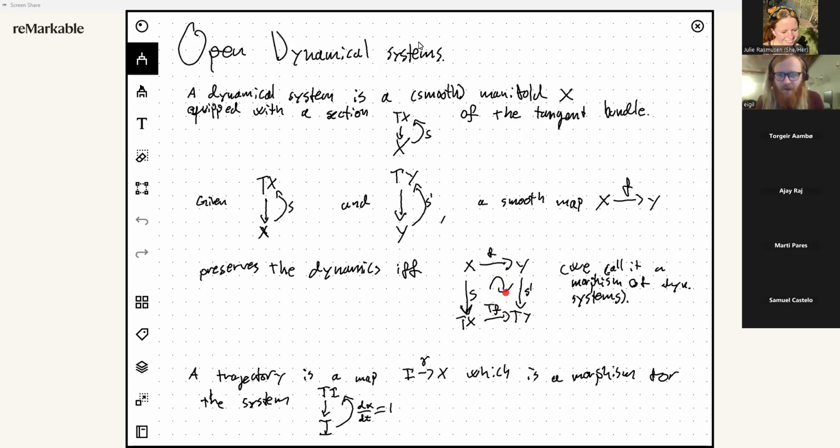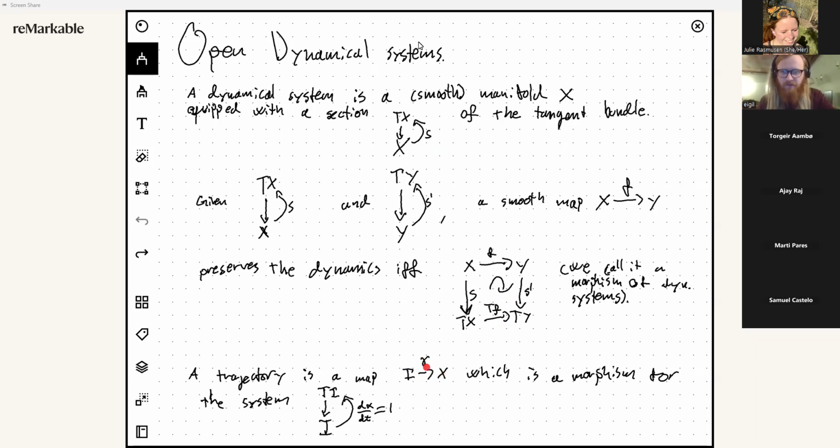For this square to commute means that f preserves the dynamics, like preserves trajectories of the system. Well, what do I mean by trajectory? I mean a path that satisfies the differential equation implied by this section. That's some smooth function from some interval called gamma into our manifold.